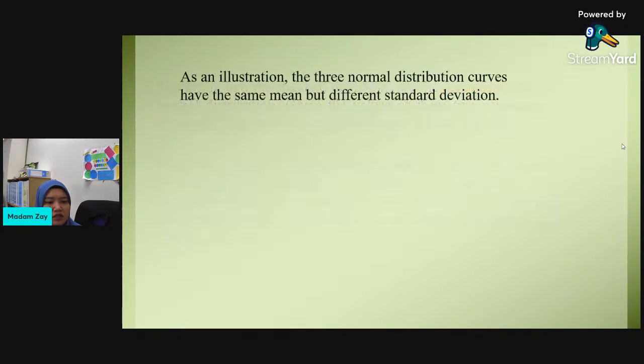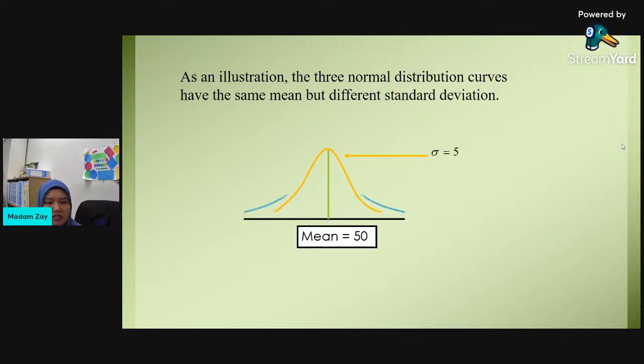Okay, so as an illustration, the three normal distribution curves have the same mean but different standard deviation. Okay, kita tengok ada 3 bentuk kat sini. 3 bentuk ni semuanya adalah bell-shaped curve because all of these are normal distributions. Okay, but the difference here, they have the same mean which is 50 but different sigma. Okay, sigma untuk yang pertama, yang warna kuning ni, kalau you tengok graf kuning ni, sigma dia paling kecil antara ketiga-tiga. So kalau you nampak graf dia macam lonjong ke atas tu kan. Dia tertumpu kat tengah-tengah, tertumpu pada mean.